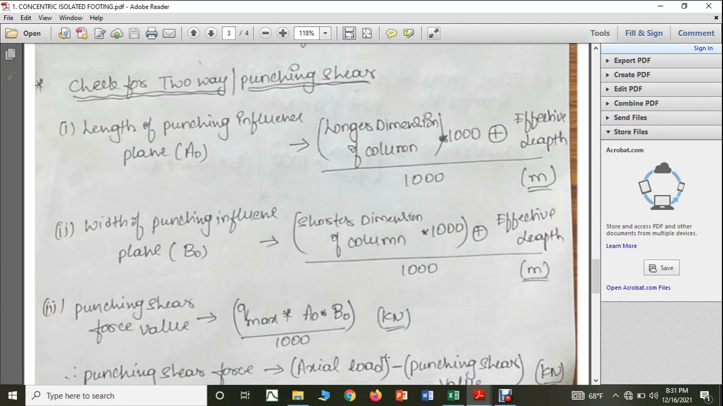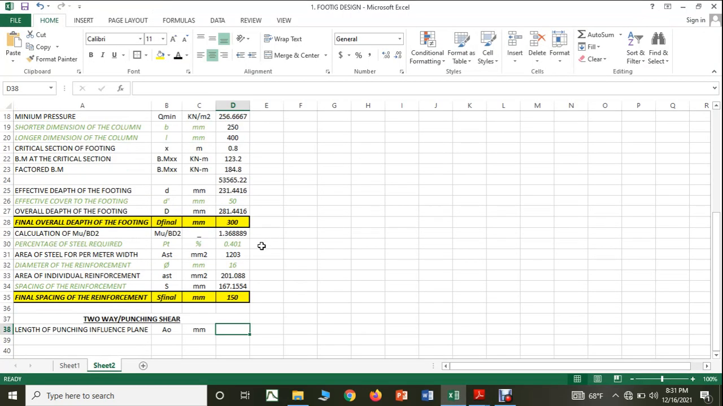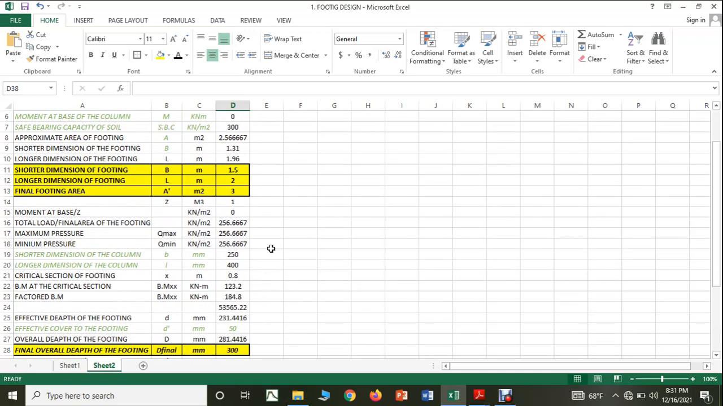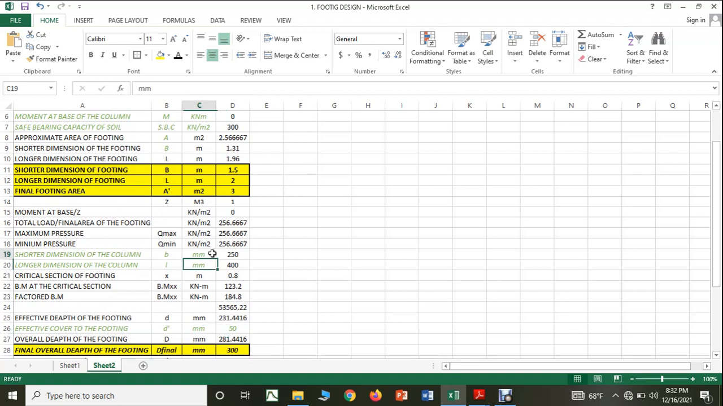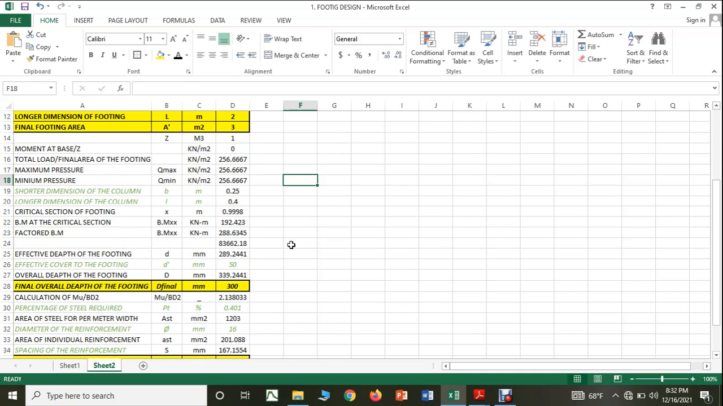The longer dimension of the column into 1000 plus effective depth by 1000. The longer dimension of the column, which will be in mm. We have already taken it in mm, or better, we will make this in meters only, so that it will be easy for us. Longer dimension of the column, let us make it in meters, that is 0.250, and the shorter dimension also we will make it in meters, let us make it 0.40.